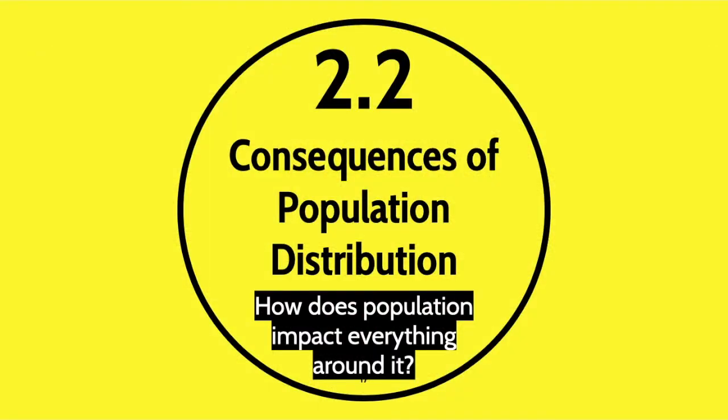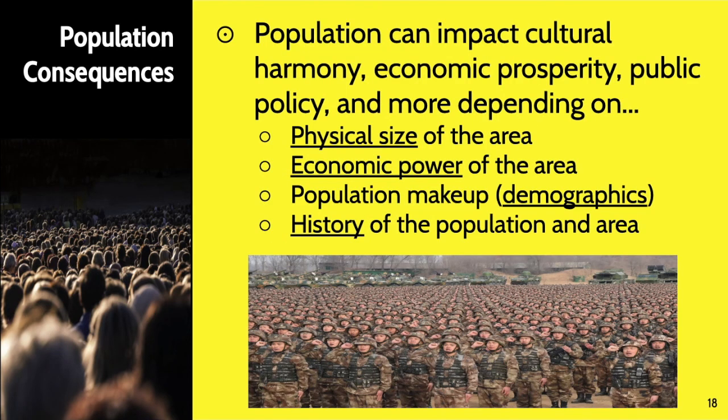So what are the consequences here? Well, they could be quite drastic. It really depends, and it depends on a few things. One, what's the physical size of the country? In the United States, we have one of the largest populations in the world, but we got a big country physically, so we can actually support a huge population. Some areas, not the case. You got a lot of people in a small area. Two, the economic power of the area. Here in the United States, we've got a big economy, a very powerful economy that can sustain quite a few people, so it's not a big deal.